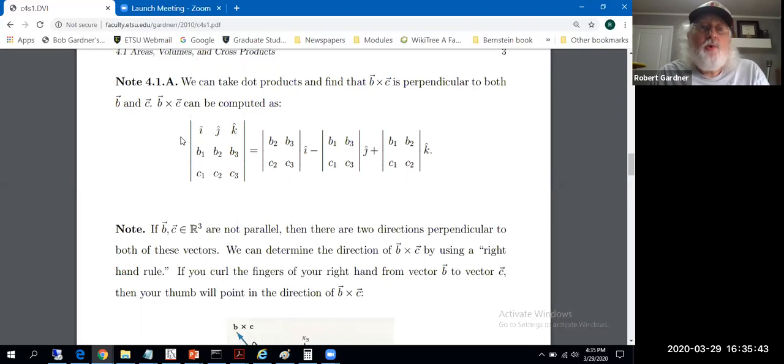Order is going to matter. We're taking B cross C. It'll turn out, surprisingly, B cross C and C cross B are not the same. This is not a commutative operation. So put things in order. And we're interpreting this as the determinant of the matrix B2, B3, C2, C3 times I, minus the determinant of B1, B3, C1, C3 times J, plus the determinant of B1, B2, C1, C2 times K. Same as the definition we had above, but we'll put some geometry on this shortly.